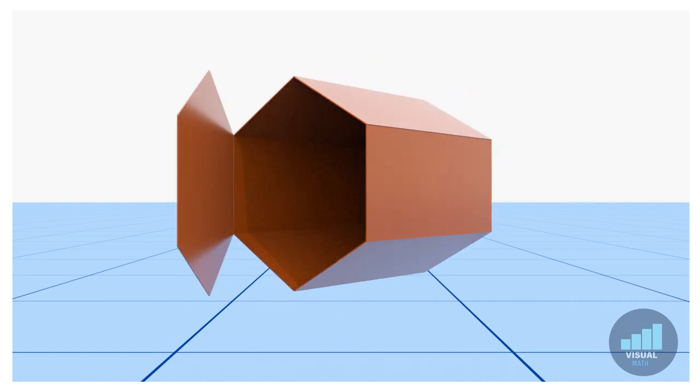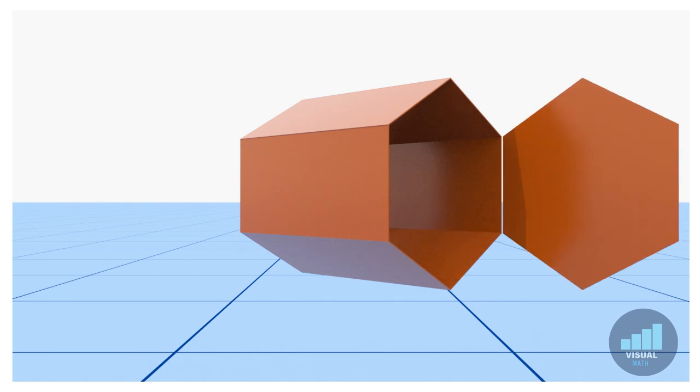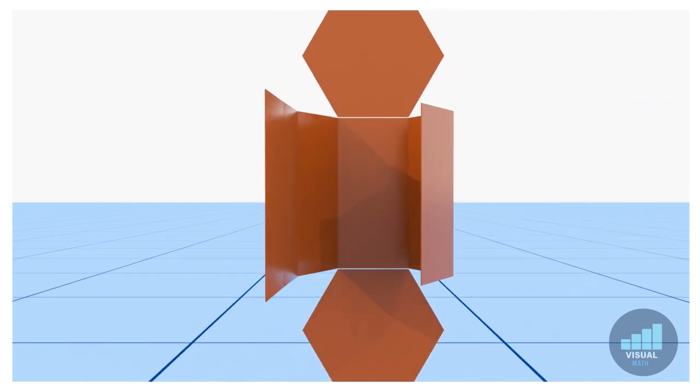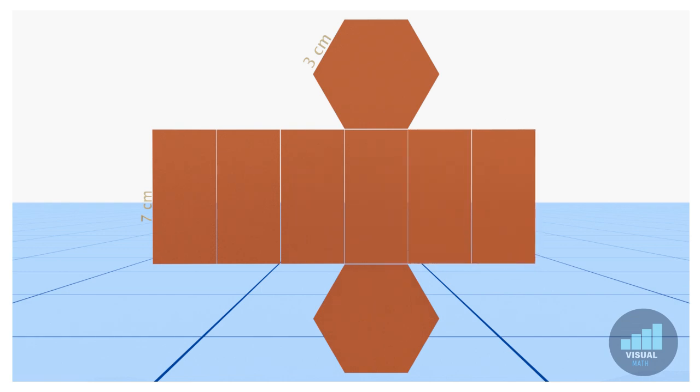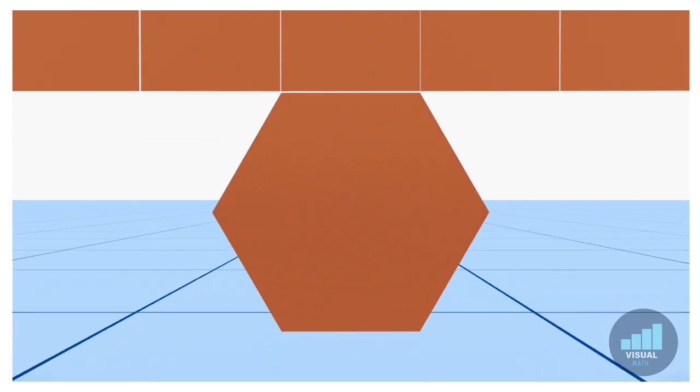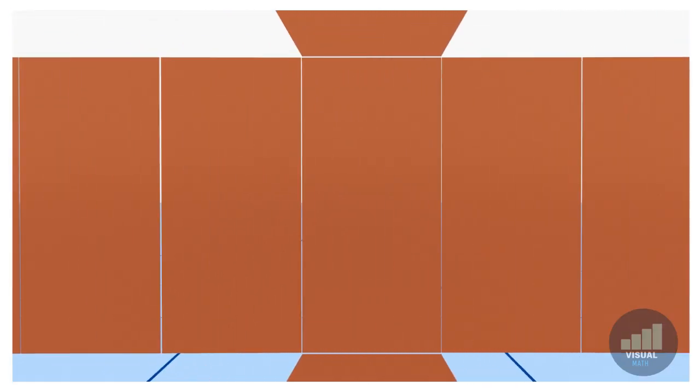Now let's unfold the prism and take a closer look. We can see all the parts separated, two identical hexagons and six matching rectangles. This gives us a better idea of how the surface area is made up. The total surface area is the area of the two hexagons plus the area of the six rectangles.